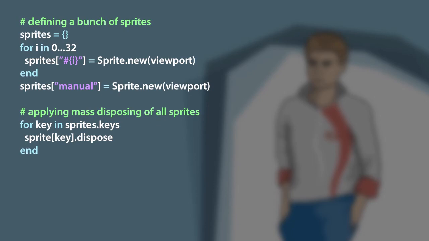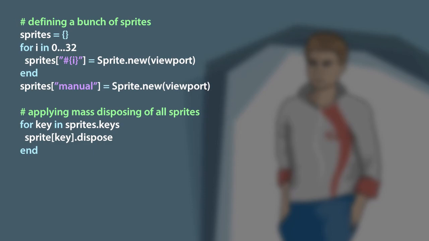In most common scenarios, it's @sprites equals and then the two curly brackets denoting the hash. And inside, the way you define sprites is you would use @sprites open square brackets. Inside, you will write the string denoting the sprite, and then equals Sprite.new, and you continue with your magic from there.